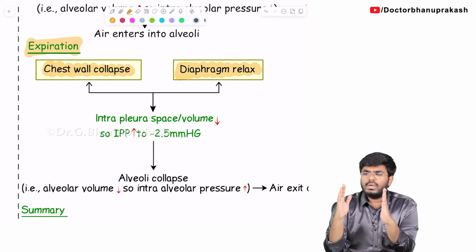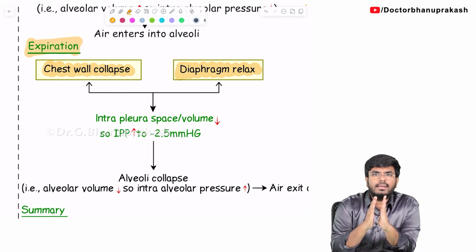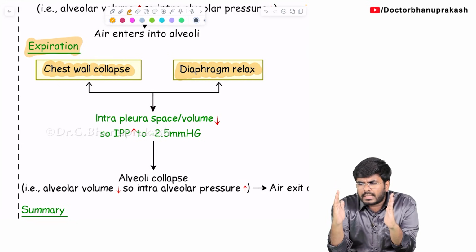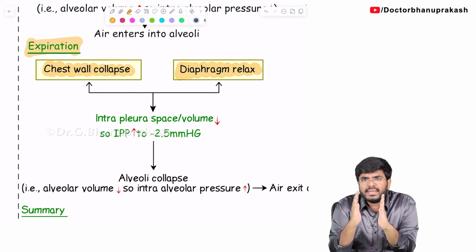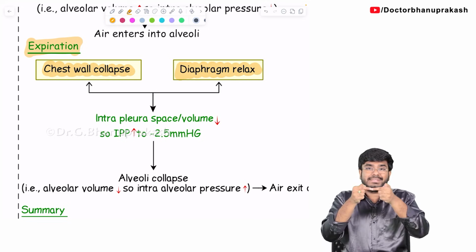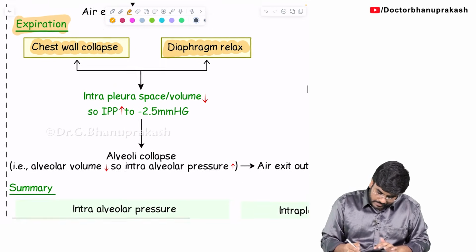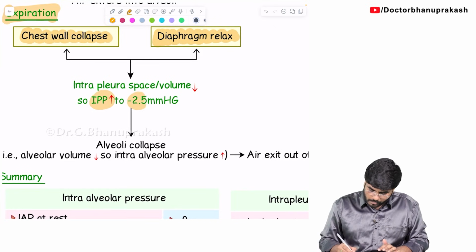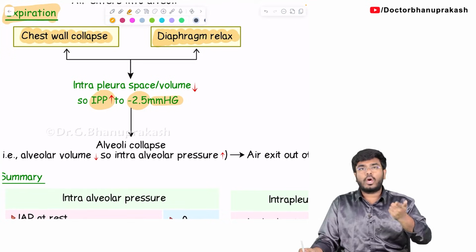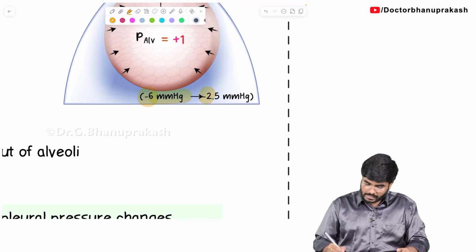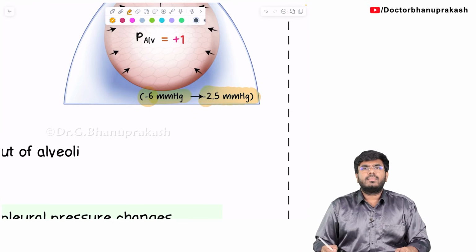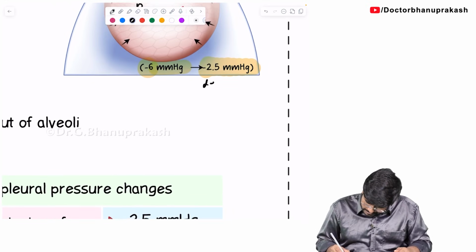So what will happen? Now the parietal pleura is coming back. What will happen to the intrapleural volume? Is it increasing or decreasing? The intrapleural volume is decreasing. The intrapleural space is decreasing. So tell me, whenever volume decreases, what will happen to the pressure? Pressure will increase. So the intrapleural pressure is increasing back to minus 2.5 mm Hg, coming back to the normal value. During expiration, from minus 6 it comes back to the original value, minus 2.5. So tell me, more vacuum or less vacuum? Now vacuum decreased. So now there is less vacuum.